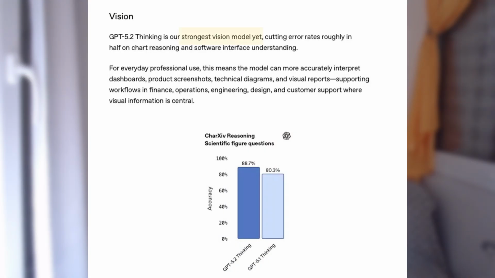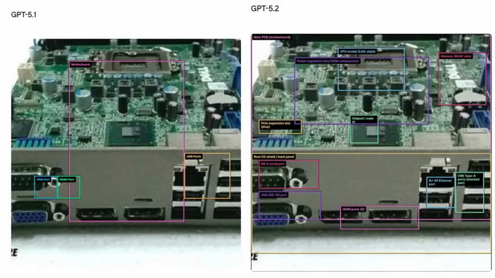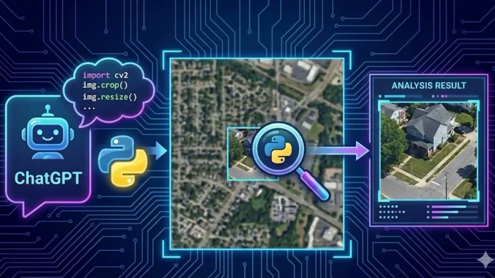GPT 5.2 thinking is OpenAI's strongest vision model yet. It's much better at understanding how things are positioned inside an image. This is partially because it's also better at using tools. So for example, it can use Python to crop and enlarge parts of images for better analysis.